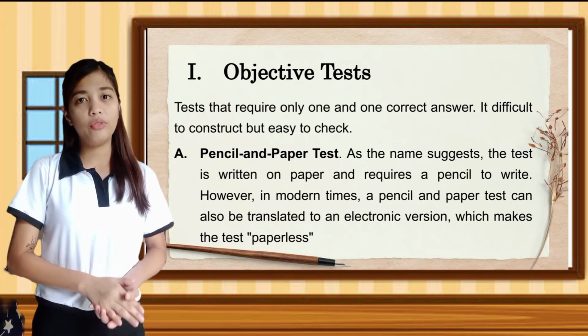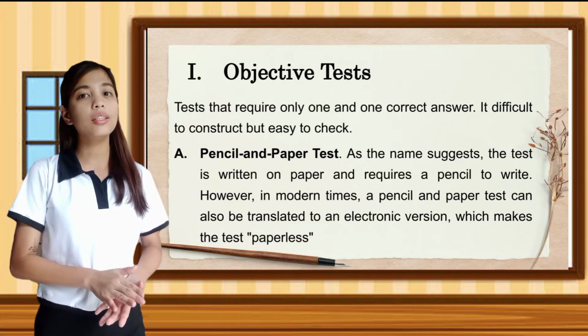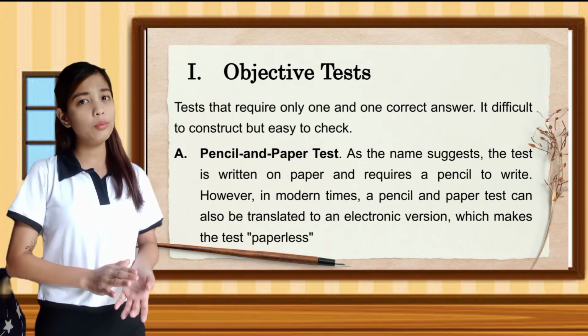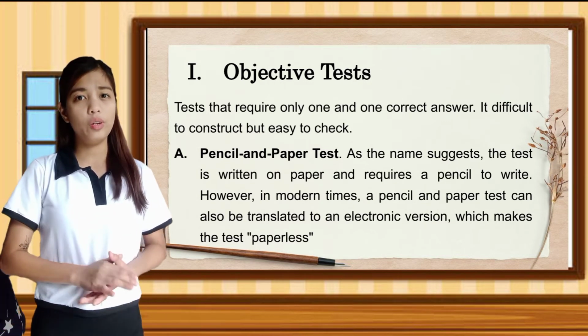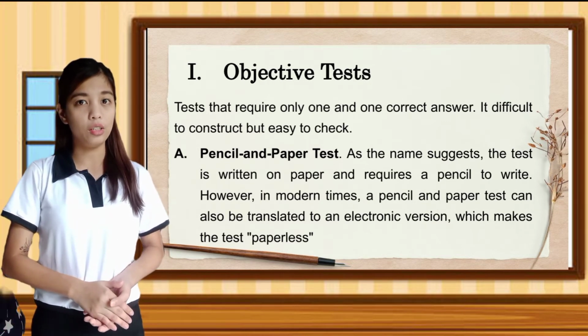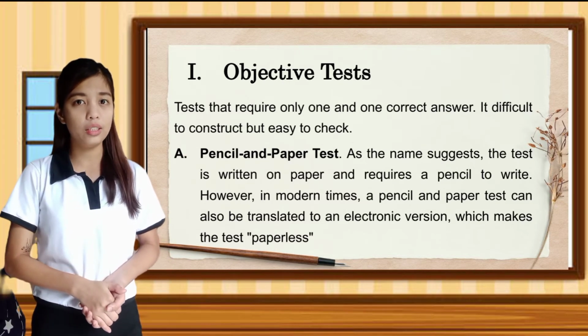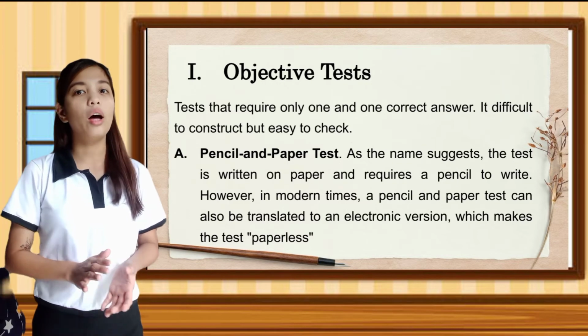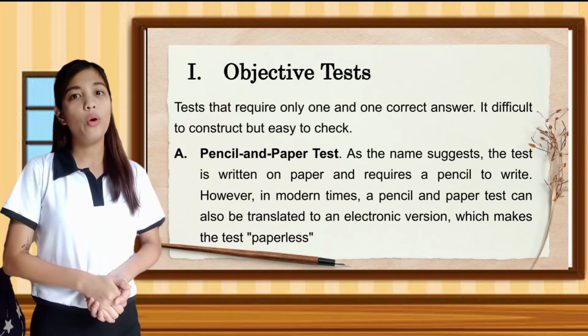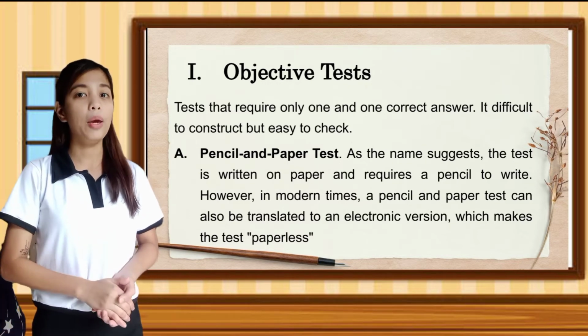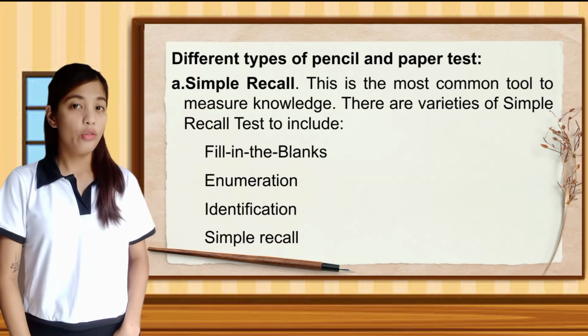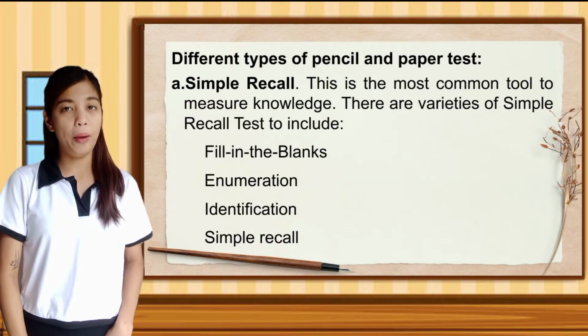And in objective tests, there is the pencil and paper test. As the name suggests, the test is written on paper and requires a pencil to write. However, in modern times, a pencil and paper test can also be translated to an electronic version, which makes the test paperless. There are different types of pencil and paper tests.